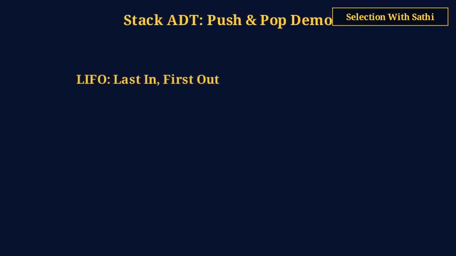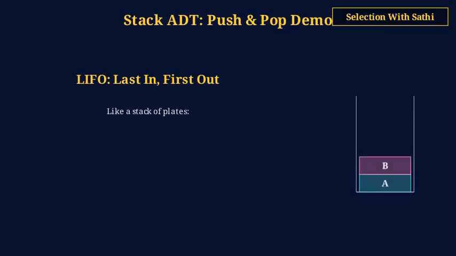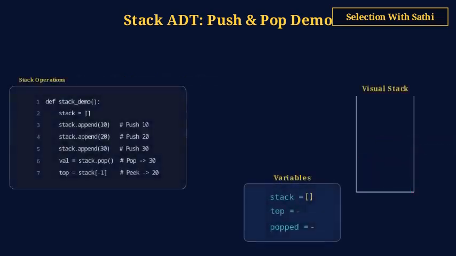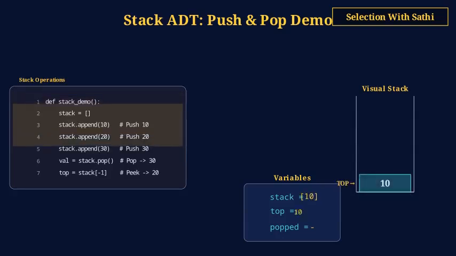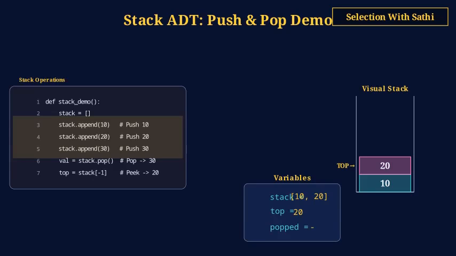Now let's trace through a stack ADT to see how it works. A stack follows LIFO, last in, first out. Think of a stack of plates. The last plate you put on top is the first one you take off. Let's trace the operations. Push 10. The stack now contains just 10 at the bottom.